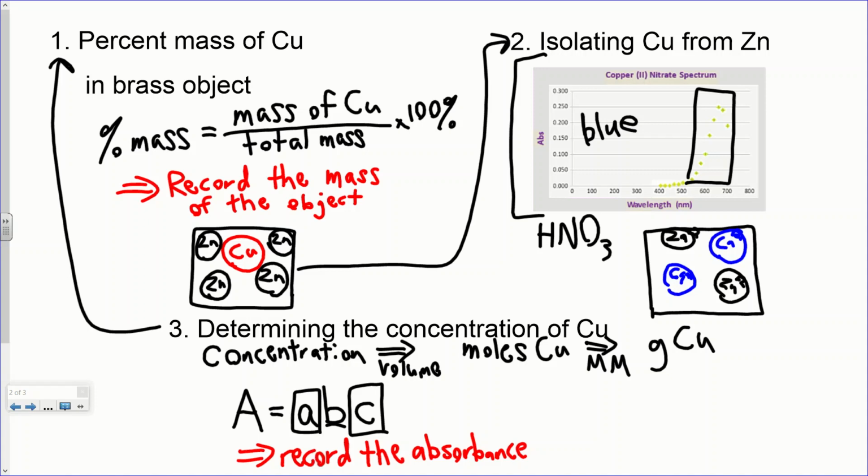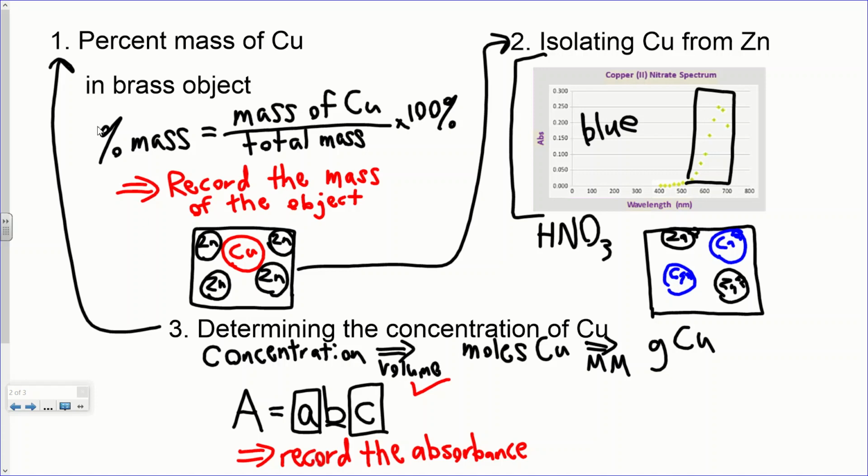So we've got to find the molar absorptivity value, but before I talk to you about how we're going to find that, just remember that in order to turn the concentration of copper into moles of copper, we've also got to know the volume of the copper solution. So in order to find the volume, I'm just going to give you the volume.